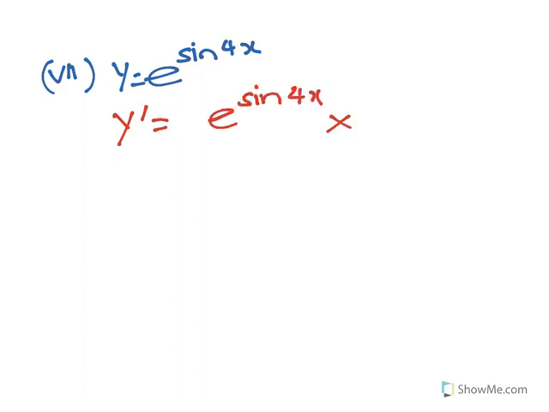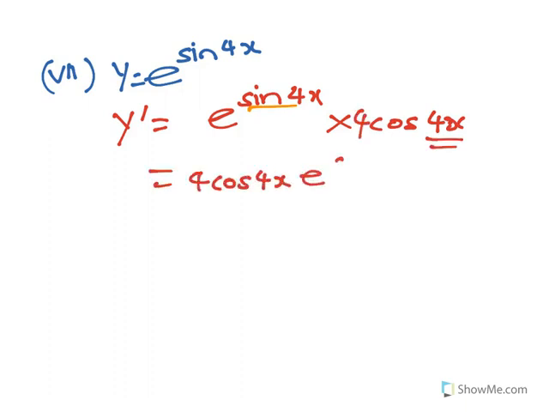Okay, and one more, if we had e to the sine 4x, then the derivative of that, y equals e to the sine, it's e to the f of x, so you write it, and then you derive the top. So the derivative of sine 4x, sine goes to cos 4x, times the derivative of the 4, which is 4. So it's 4 cos 4x e to the sine 4x. And maybe just one more.